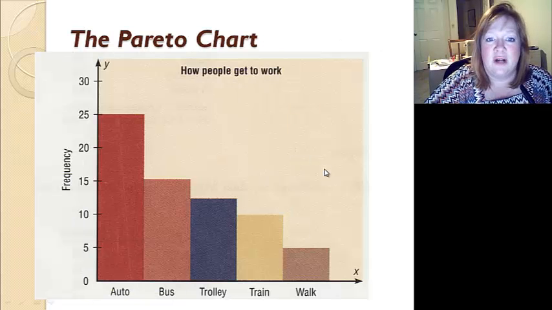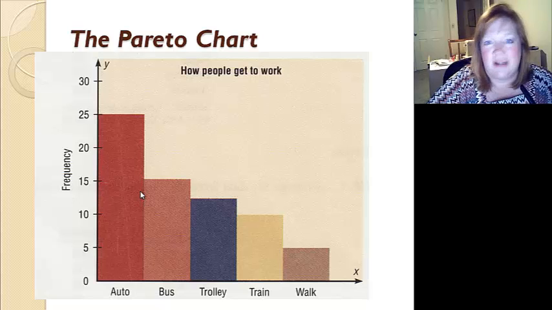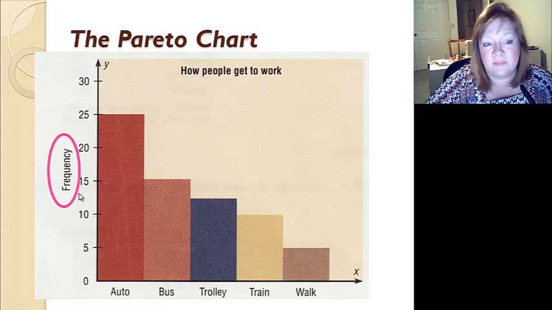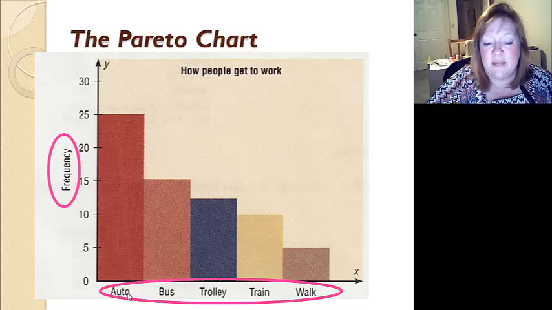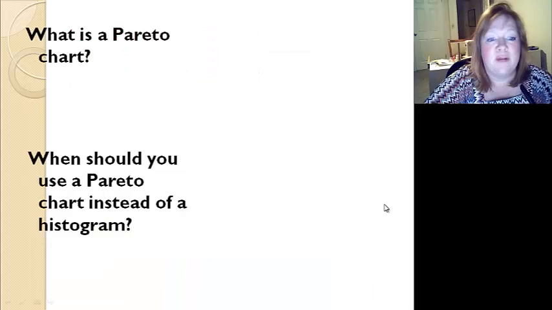The Pareto chart. We've already done the histogram, a fancy name for a bar chart. Pareto chart sounds much fancier than bar chart, but that's all it is. If we look on the side here, frequency is just like you have been doing with those other graphs. And then at the bottom, instead of having numbers, you've got auto, bus, trolley, train, and walk. This is how people get to work. That gives you a clue as to what a Pareto chart is.